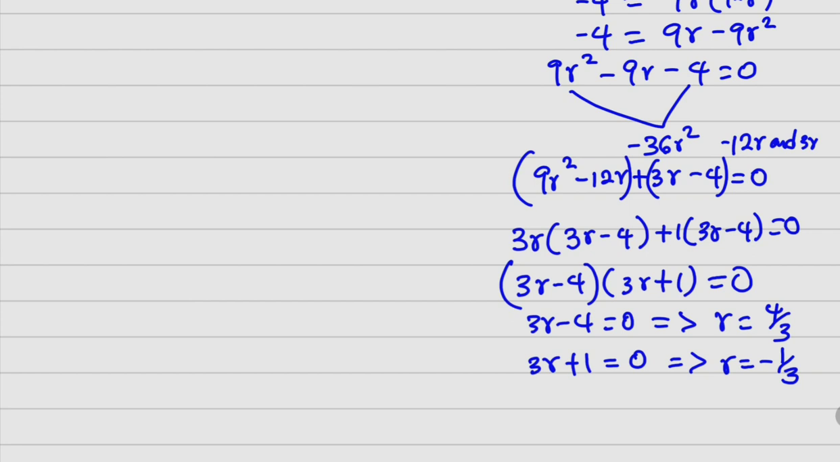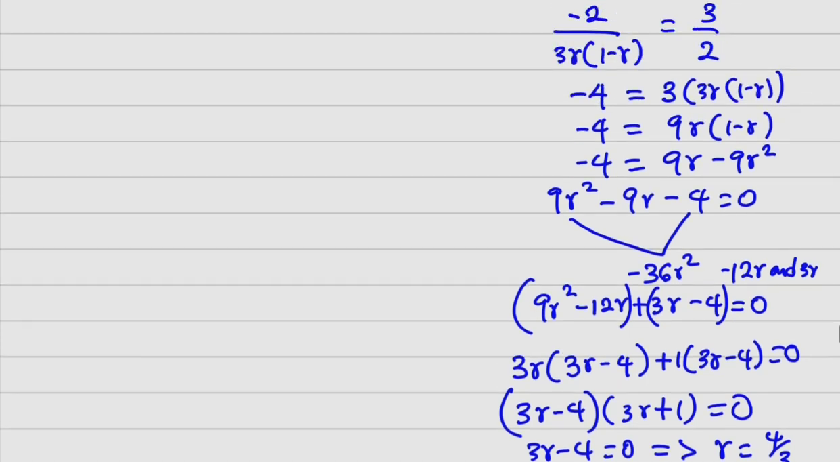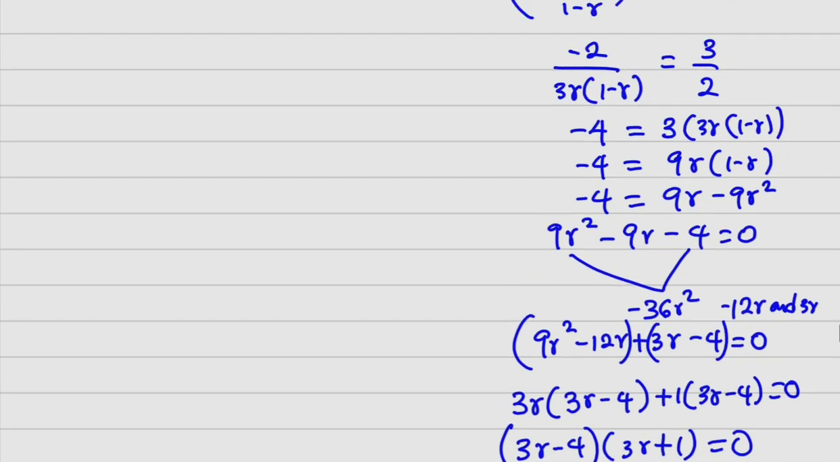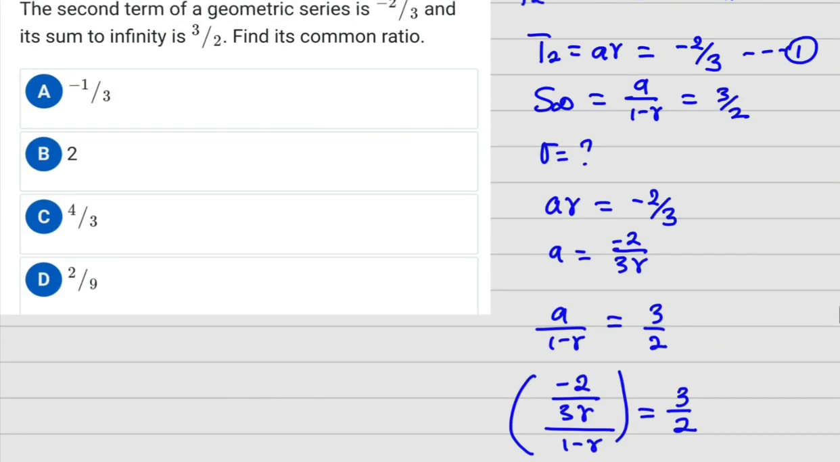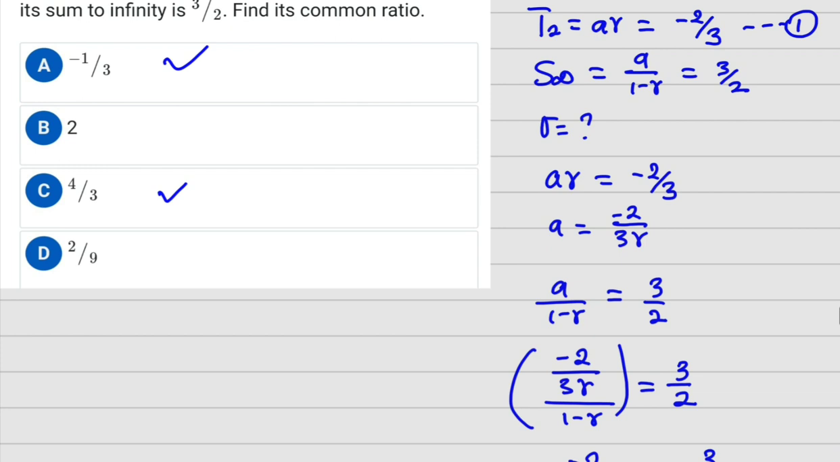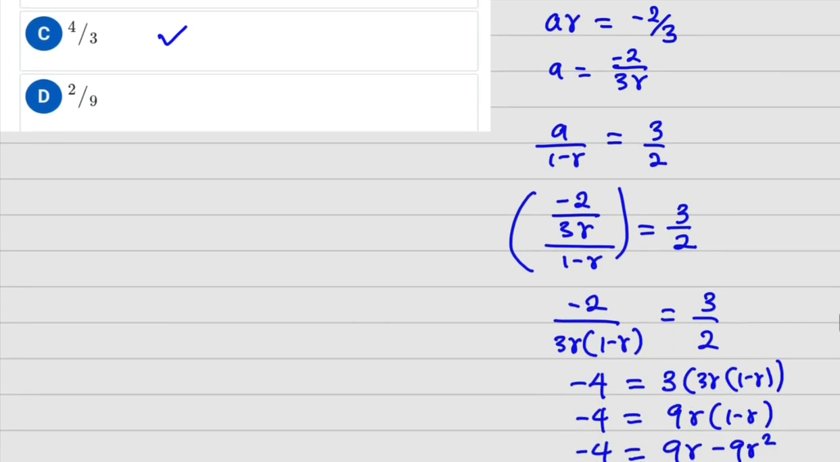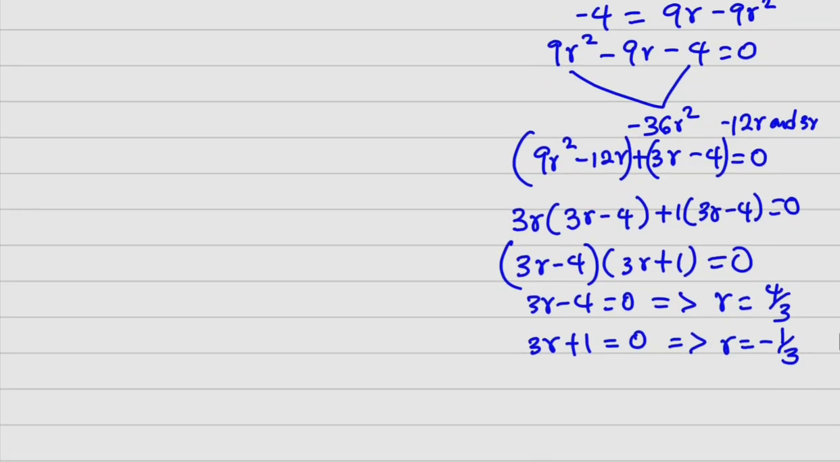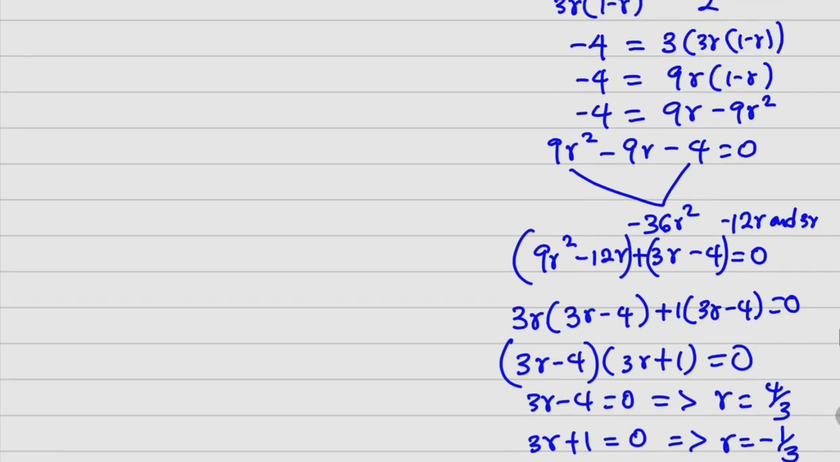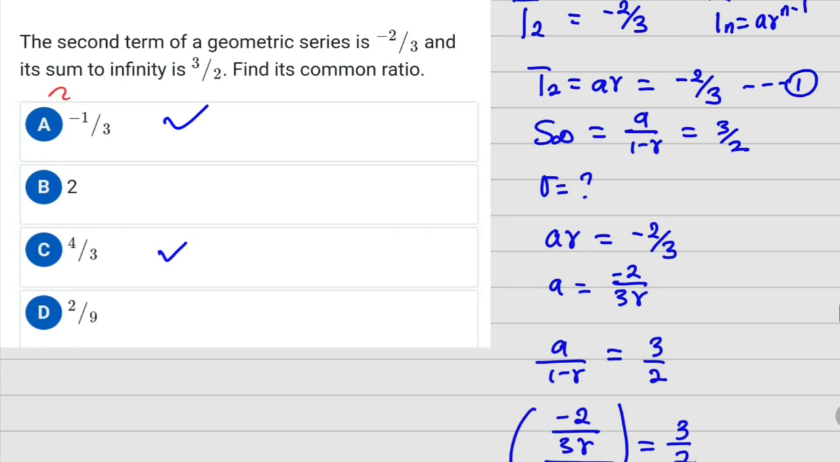But now let me even check. Look at the answers. I have 4 over 3 and minus 1 over 3. And when you come to the options, we have 4 over 3 and minus 1 over 3. So which are we going to pick? Now you need a simple rule. For a GP like this to converge, that is for the sum to infinity to converge, the modulus of R must be less than 1. Because of this condition, our answer must be minus 1 over 3. So therefore, we go there and circle minus 1 over 3 as our answer.